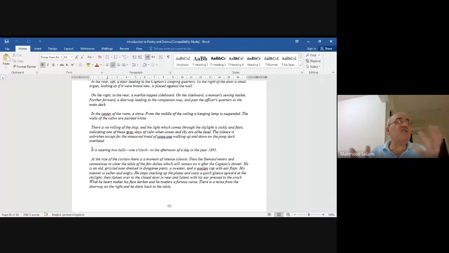You can see the description. Really, it's lovely, the dramatic description here. I'm reading it the way I really want you to feel this, the atmosphere of the ship.